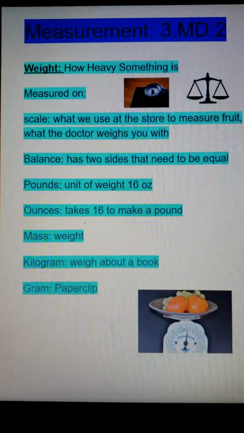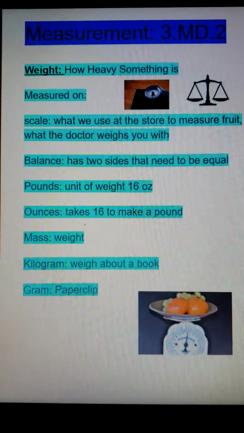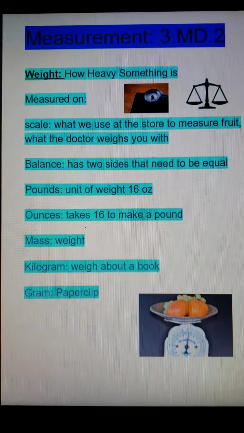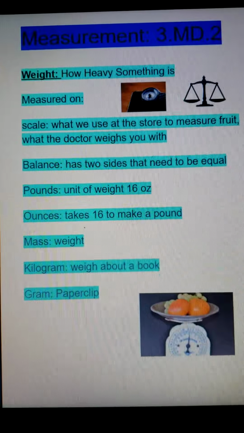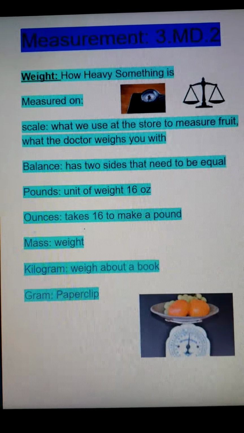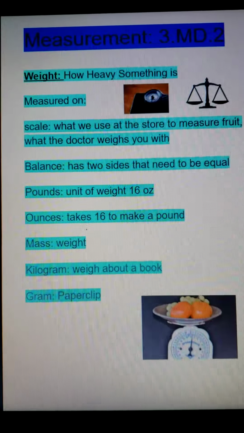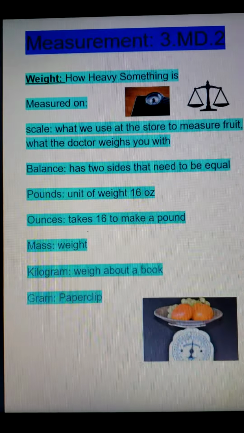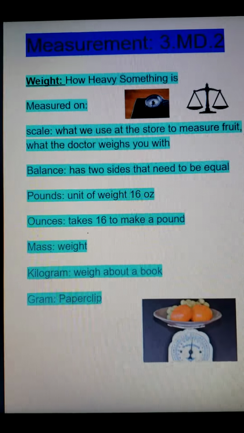Our first video will be about measurement. We study 3 types of measurement. First is weight measurement. We talked about the balance and how both sides have to be equal. They'll need to know pounds, ounces, mass, kilogram, and gram.